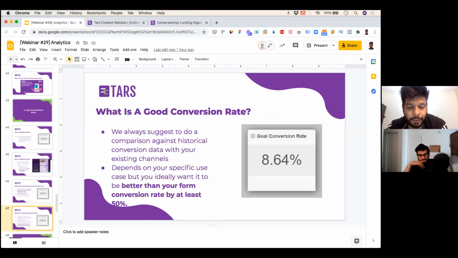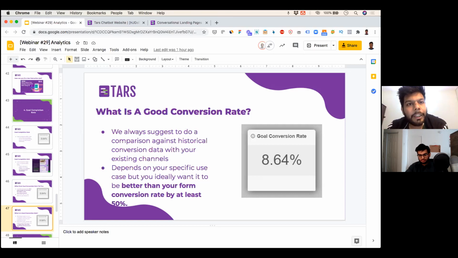Now, what's a good conversion rate? Almost all of my conversations start with this: if I start using chatbots, what kind of conversion rate can I expect? And my answer generally is, it depends, because your use case could be different, your audience would be different, and your industry is very different from any other customer that we are working with.